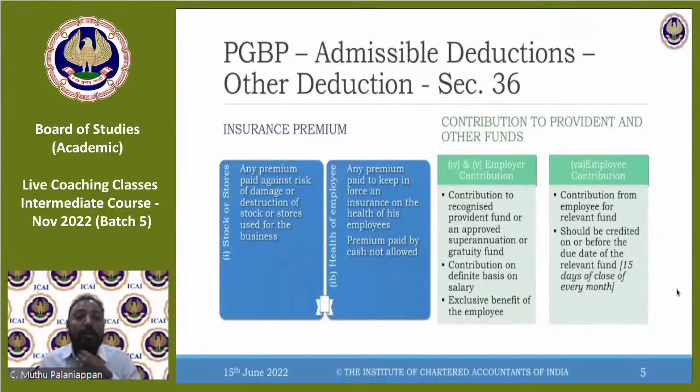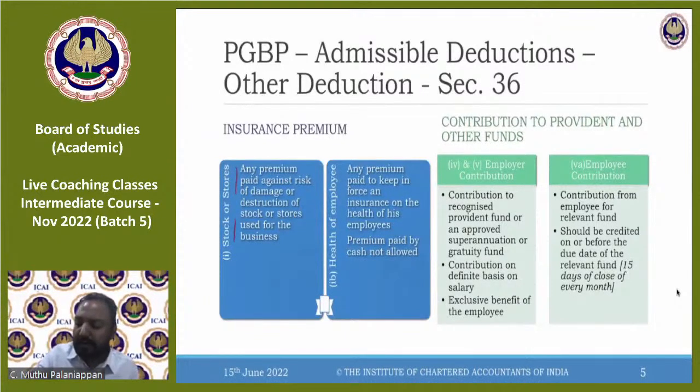So what is insurance premium? I definitely need not explain what insurance premium is. But I'm going to explain two categories of insurance premium that are eligible with respect to business. Please remember, not all insurance is allowed. Only two categories of insurance are allowed with respect to business. The first one is insurance for stock or stores.